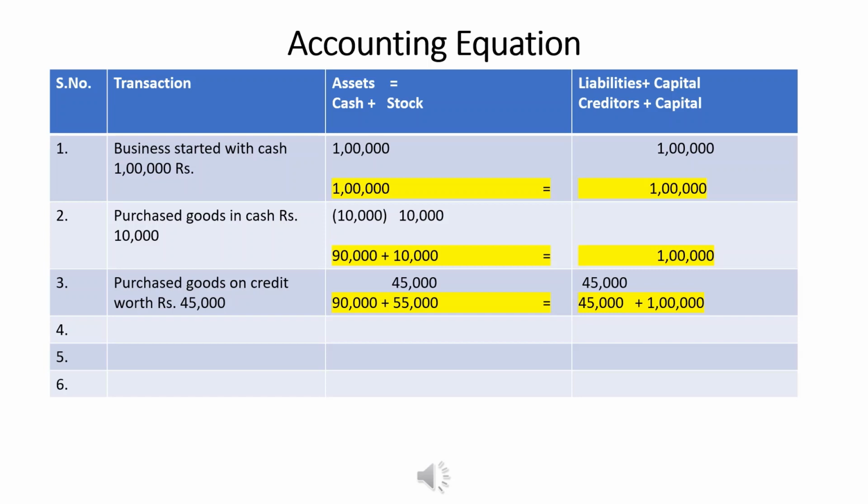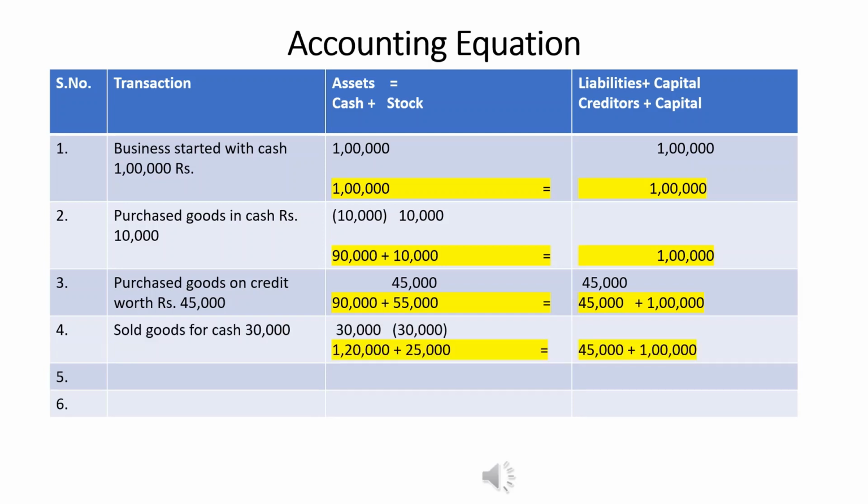Now what is happening on the credit side now? We are creating a creditor worth rupees 45,000 because जो हमने goods purchase किए हैं that we have purchased on credit. So we are increasing on one liability that is known as creditors. So on the right hand side now we have 45,000 creditors and 1 lakh rupees as capital. That means again after the end of third transaction our accounting equation is balancing.